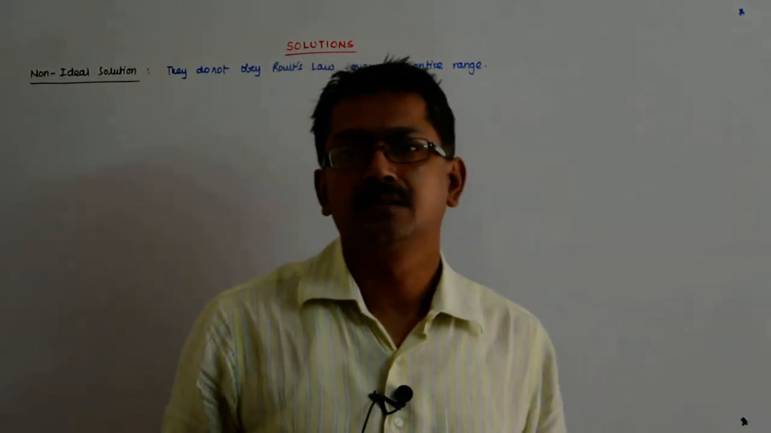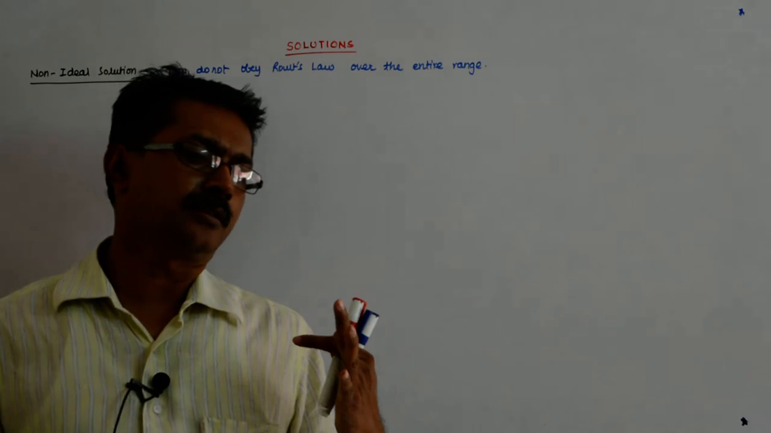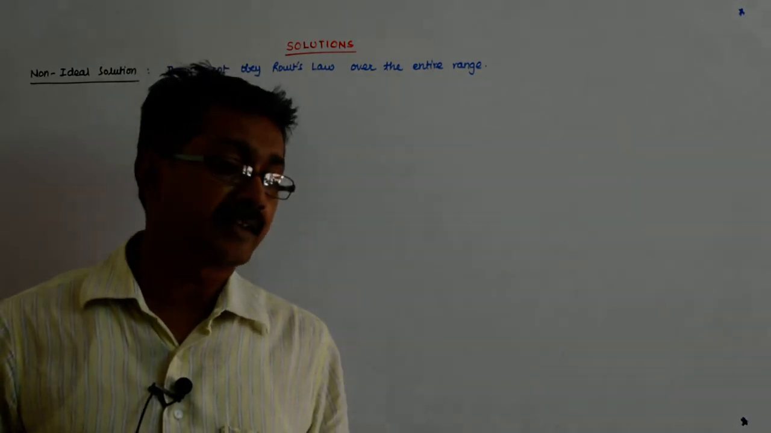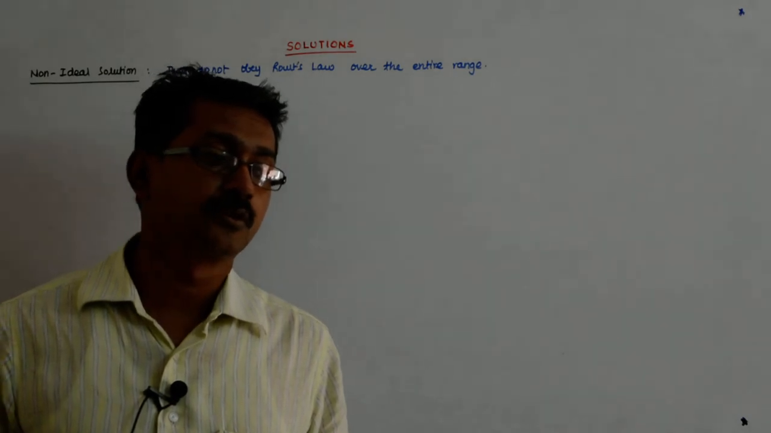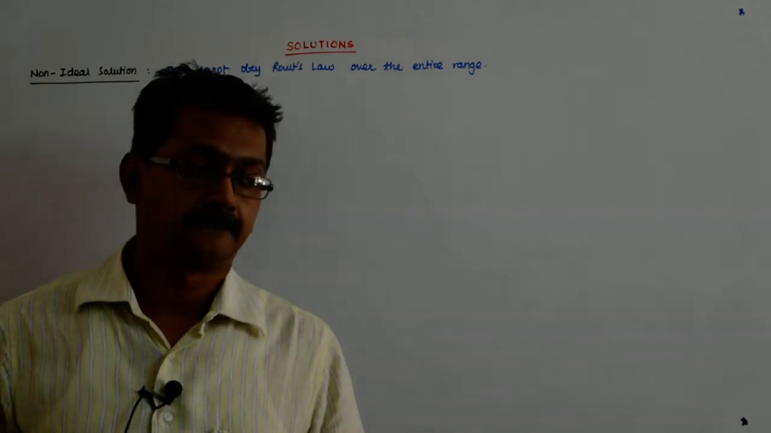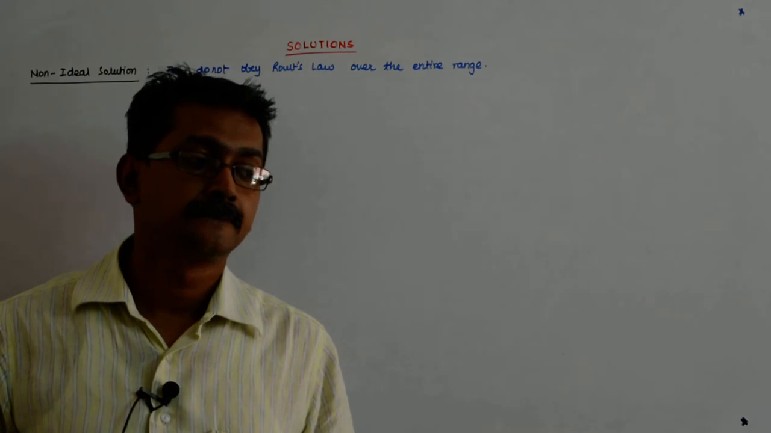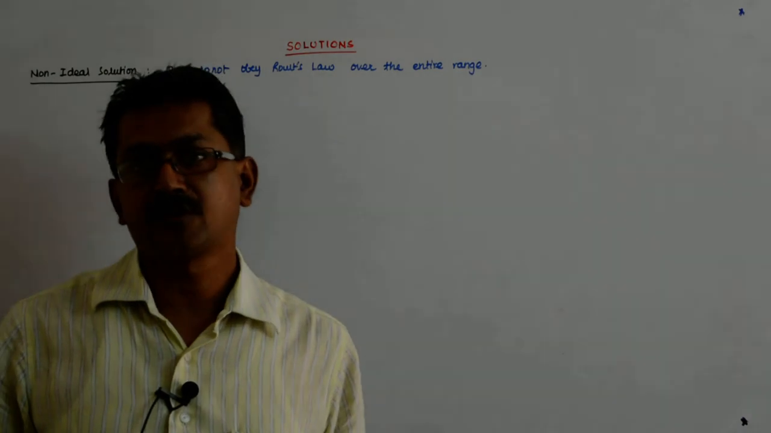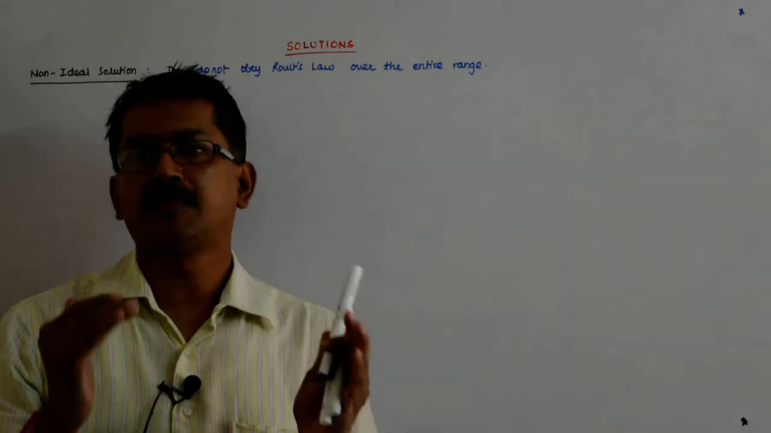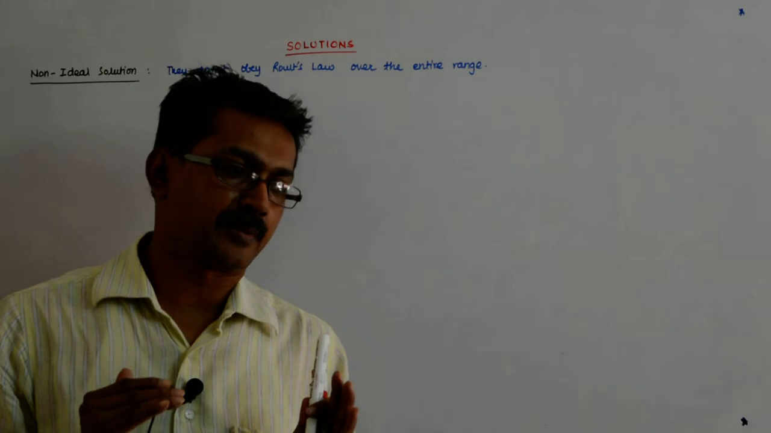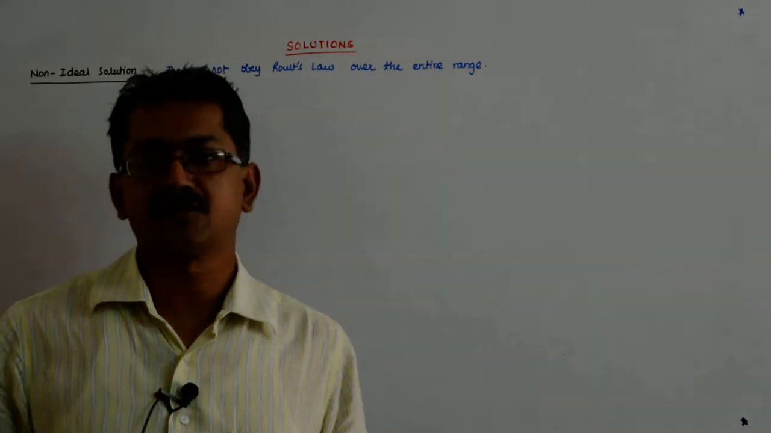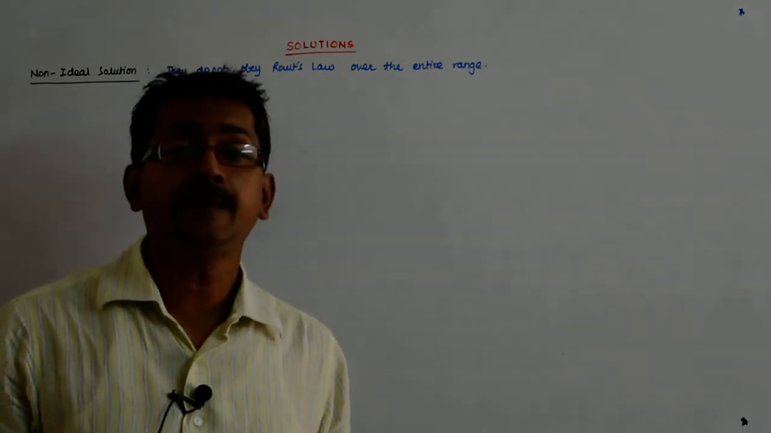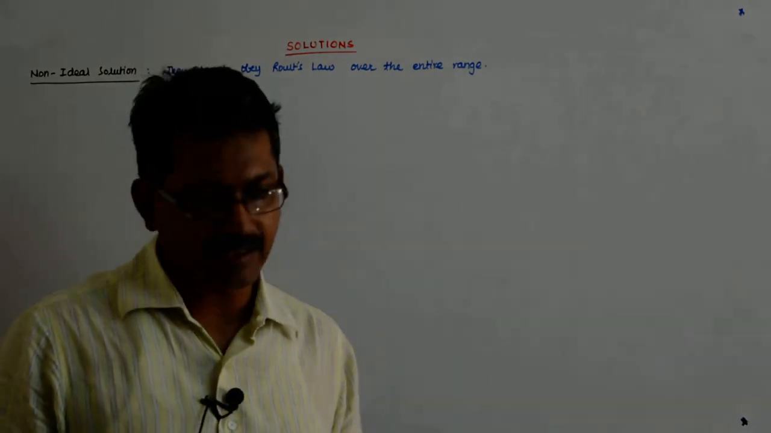So what does it mean? It means just by knowing the mole fraction and their, what does Raoult's law use? Pressure. What pressure? Vapor pressure in pure state. That means just by knowing the vapor pressure in the pure state and the mole fractions, you will not be able to tell me the vapor pressure that is being exerted by the solution, right?